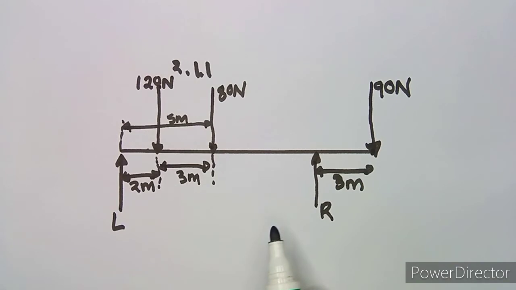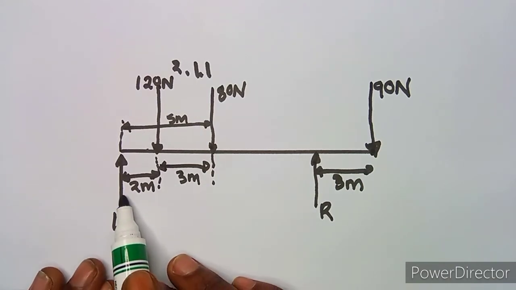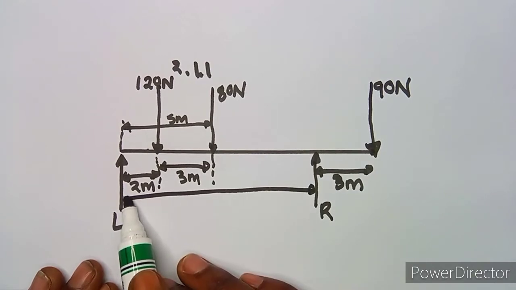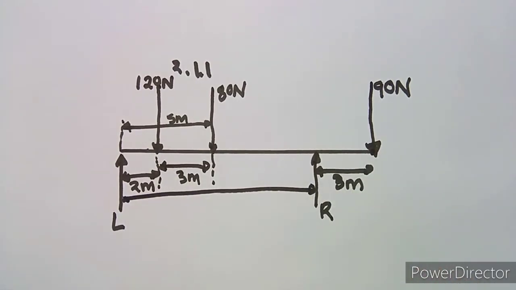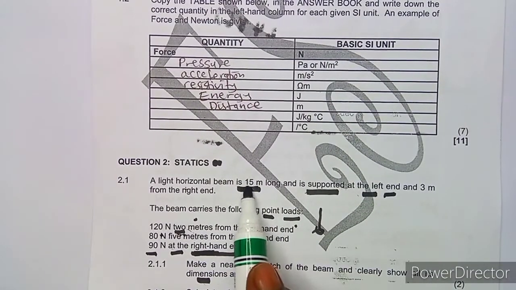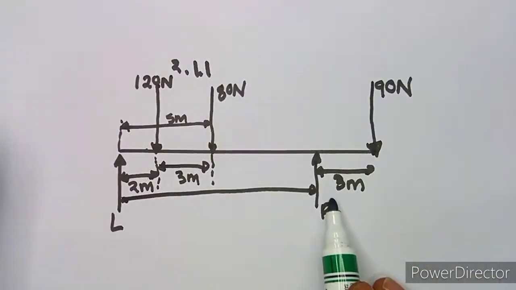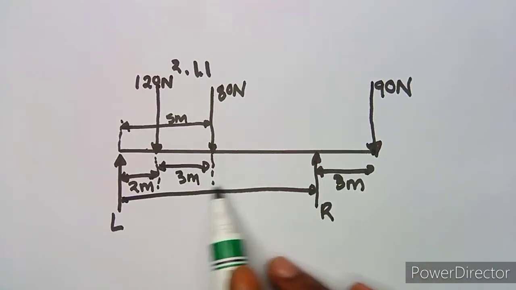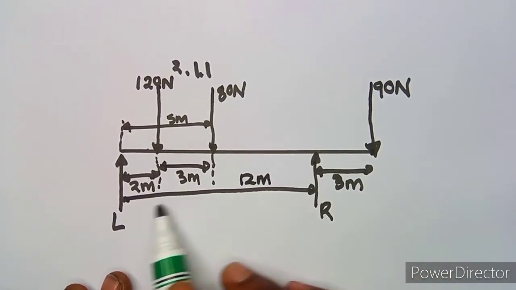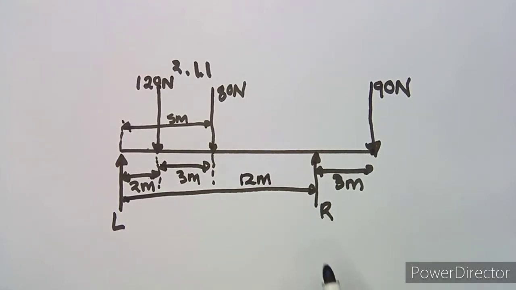You can also indicate the distance between L and R, because remember, it's 15 meters, and we have covered only 3 meters, which means we remain with 15 minus 3, which is 12 meters. So in between L and R, in between the supports, there is 12 meters. So you can indicate that so that it's clear.